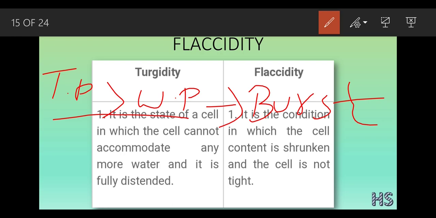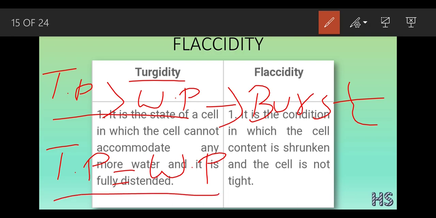So when does the turgid condition become? The turgid condition occurs when the turgor pressure is equal to the wall pressure. When both pressures are equal, the cell is said to be turgid. That means the water is not going to come in and it is not going to move out either. The cell will become full of water. So this means turgidity. But if turgor pressure exceeds the wall pressure too much, then the cell will burst.